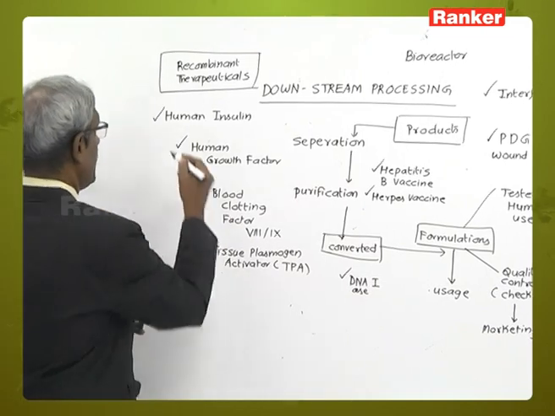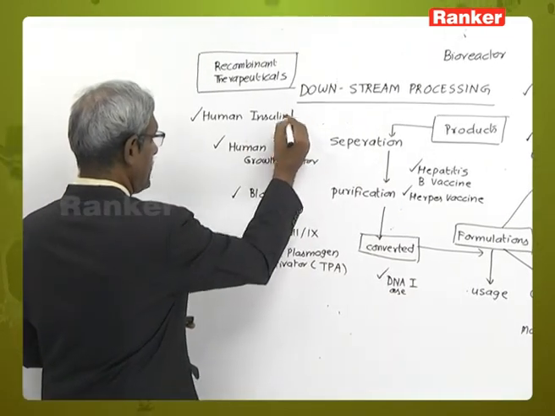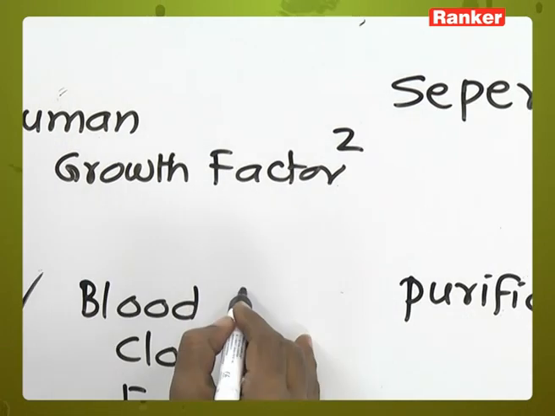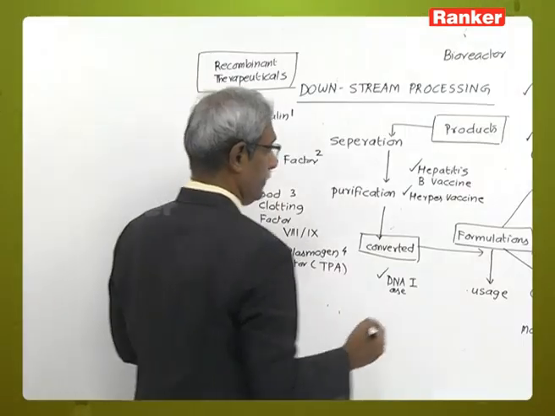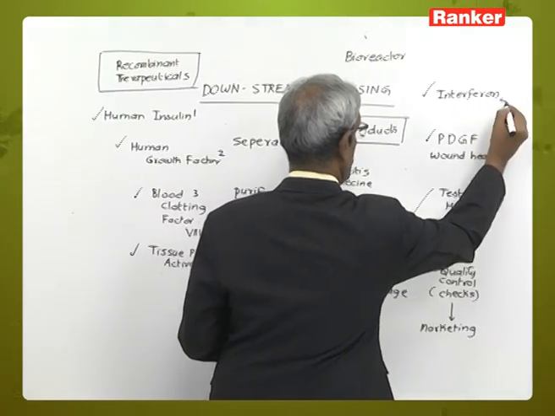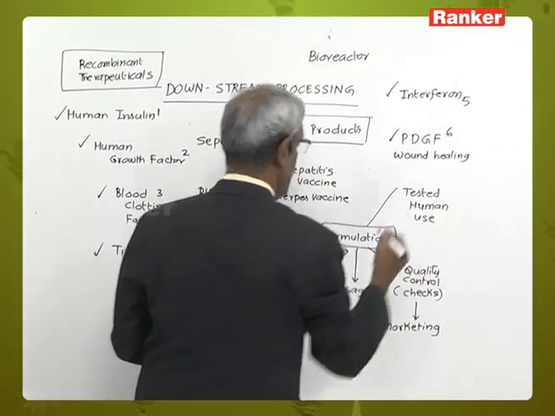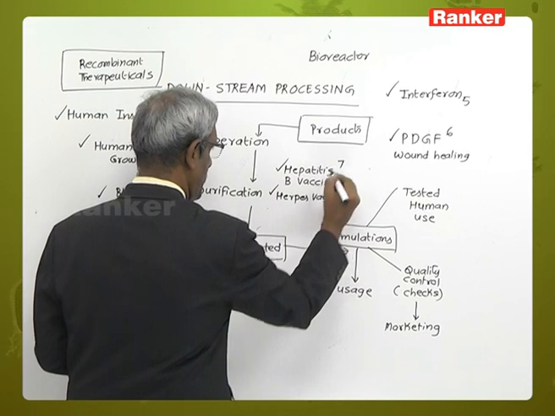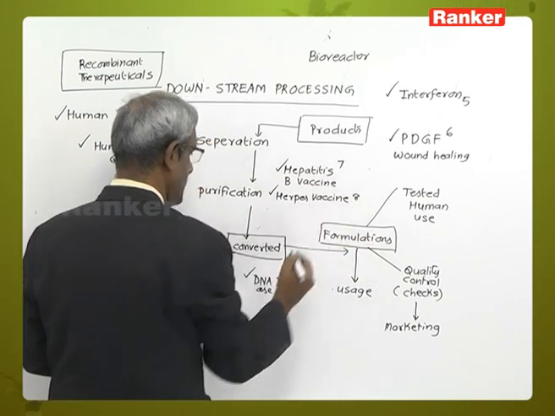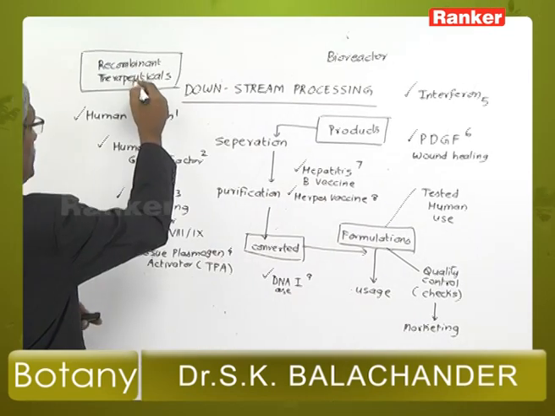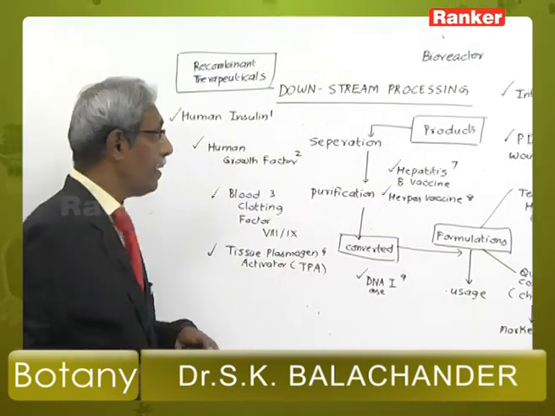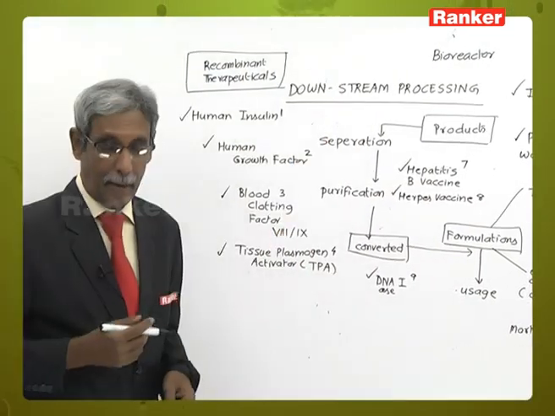So, when you take a list of the therapeuticals like human insulin, human growth factor, blood clotting factors, tissue plasminogen activator, interferons, PDGF, as well as hepatitis B vaccine and herpes vaccine, and even DNase, all of these are therapeutical recombinants which are being developed by downstream processing.